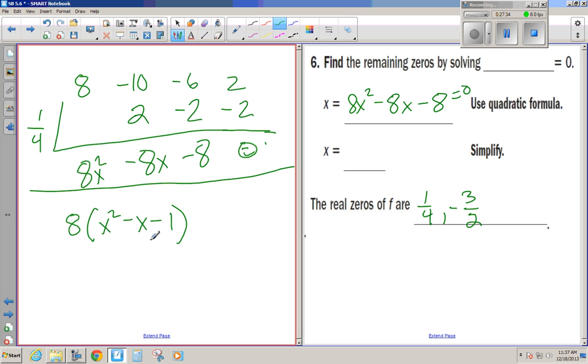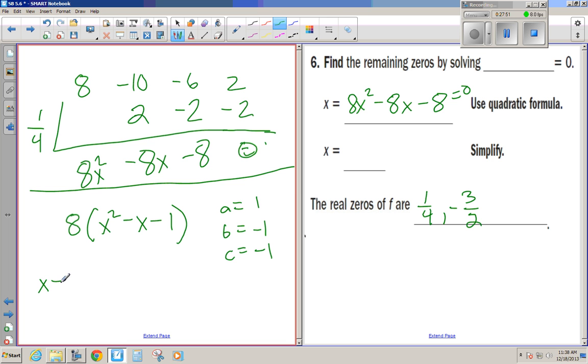And now you should see there's no way this is factorable. We have to use either completing the square or the quadratic formula. And we do the quadratic formula. Let's do an example of it. A equals 1, B equals negative 1, C equals negative 1.